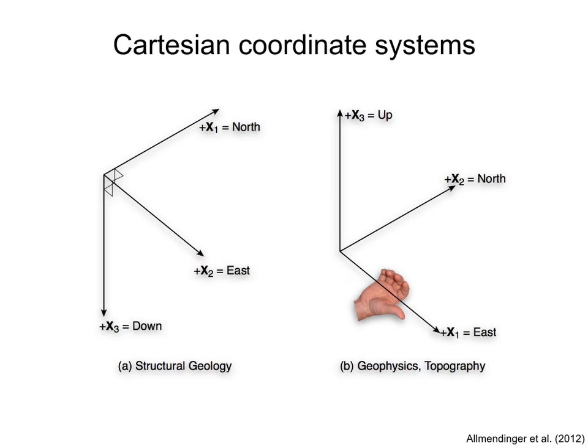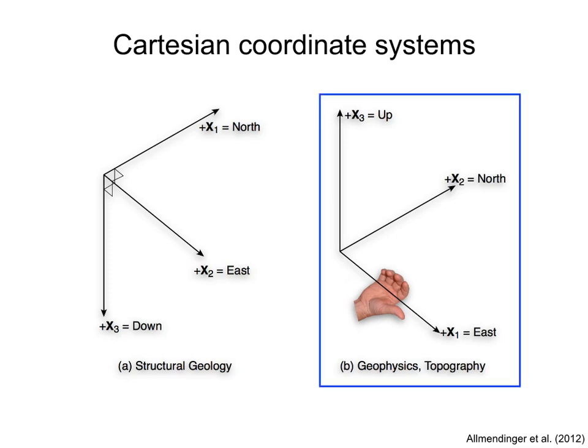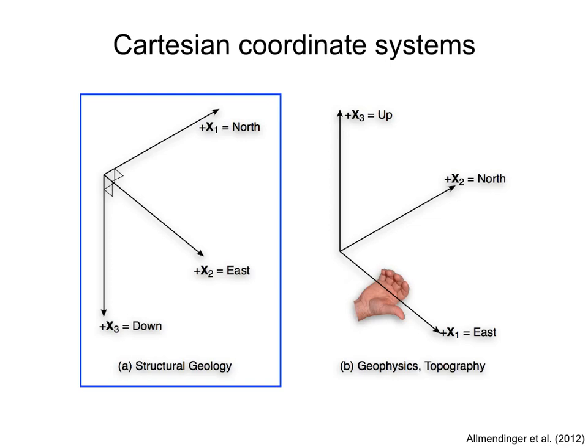That means that if you hold your right hand with the thumb pointing in the direction of the first axis, x1, the other fingers will curl from the positive direction of the second axis, x2, towards the positive direction of the third axis, x3. The east, north, up coordinate system is used more in topography and geophysics. The north, east, down coordinate system is used more in structural geology.